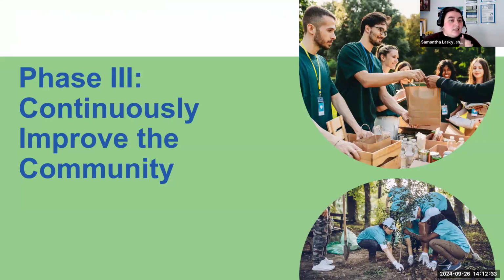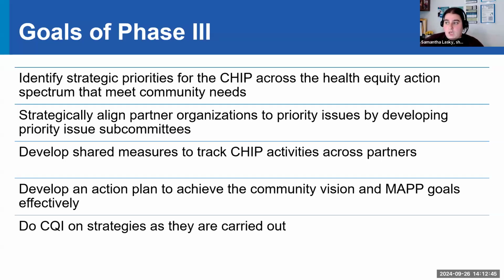So essentially, you've gone through, you've identified themes, you started building out priorities, all these great things. That's how you get into phase 3, which is continually improving the community. So, the goals of phase 3 are to identify strategic priorities for the CHIP across the health equity action spectrum that meet your community's needs, strategically align with your partner organizations by developing issue subcommittees, develop shared measures to track activities, develop an action plan to achieve the community vision and goals, and do continuous quality improvement on strategies as they are carried out throughout the process.